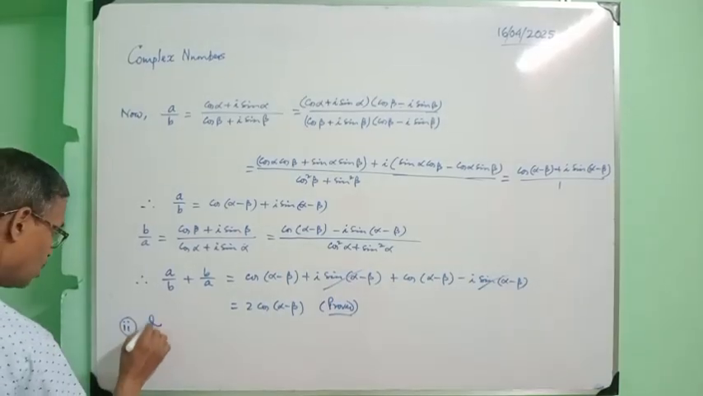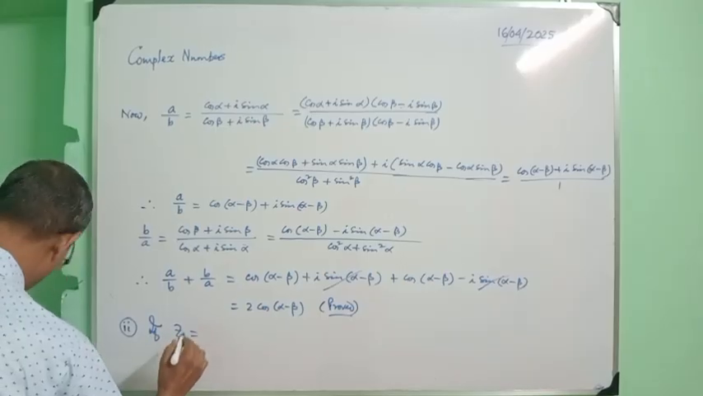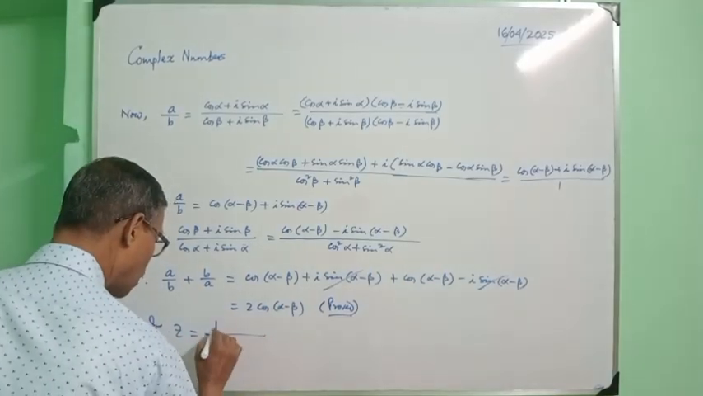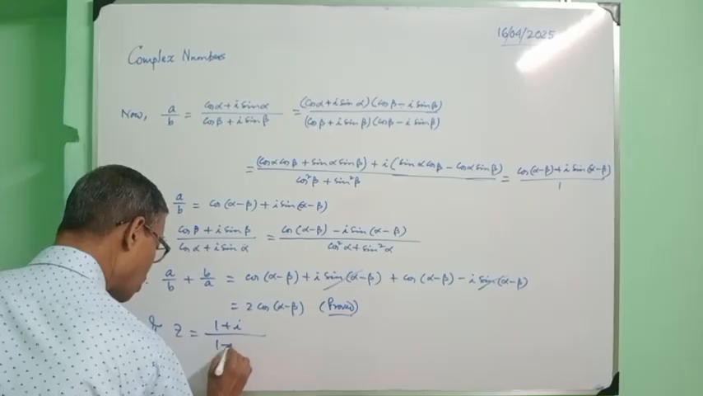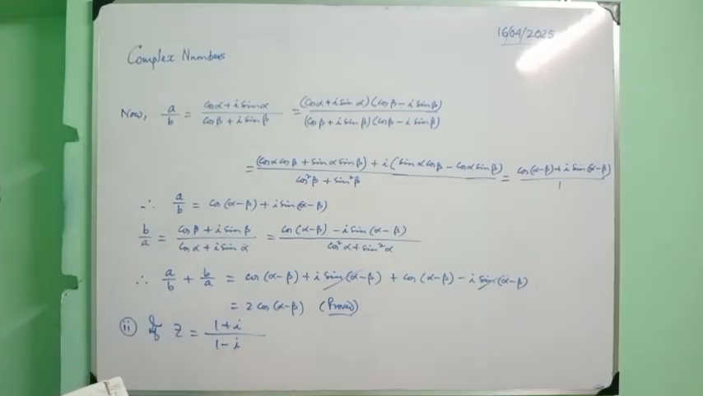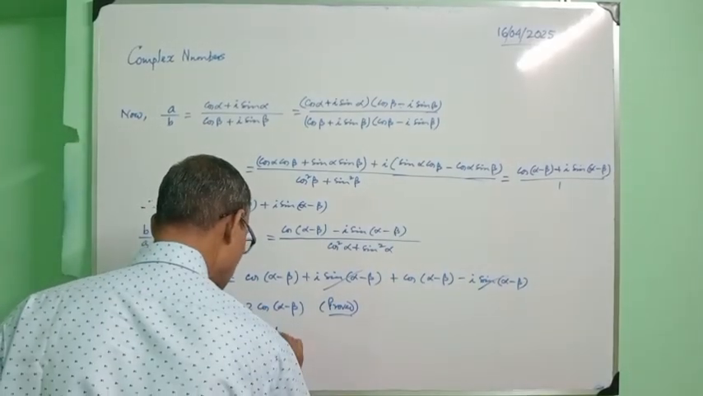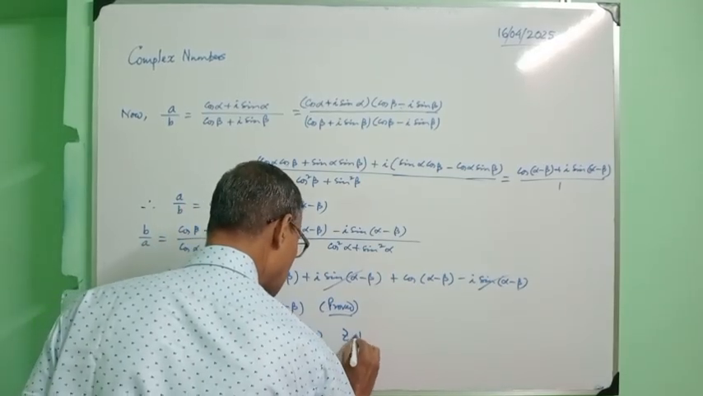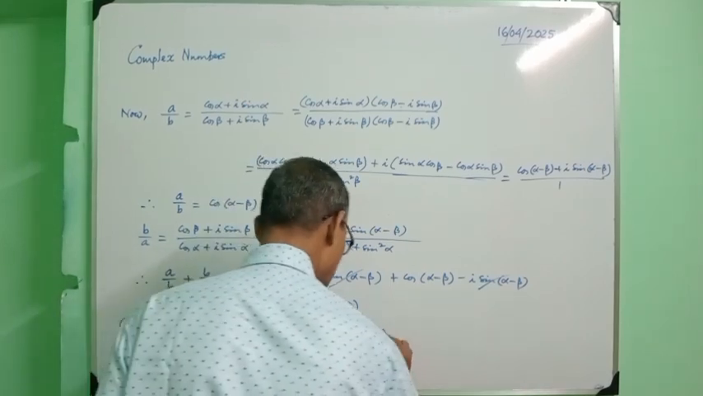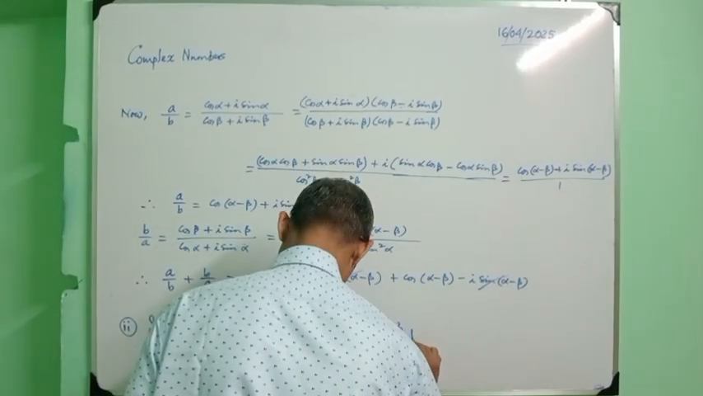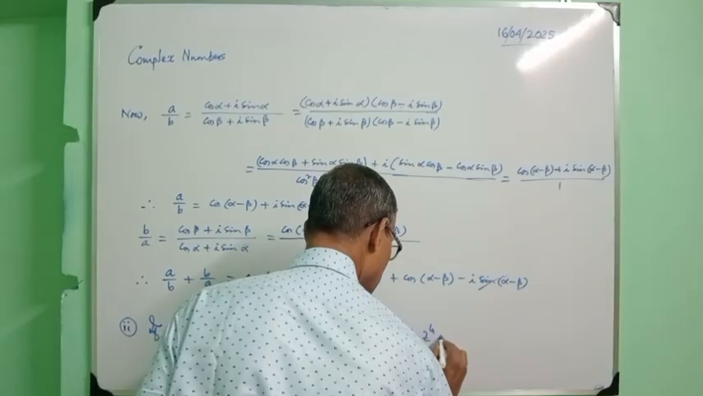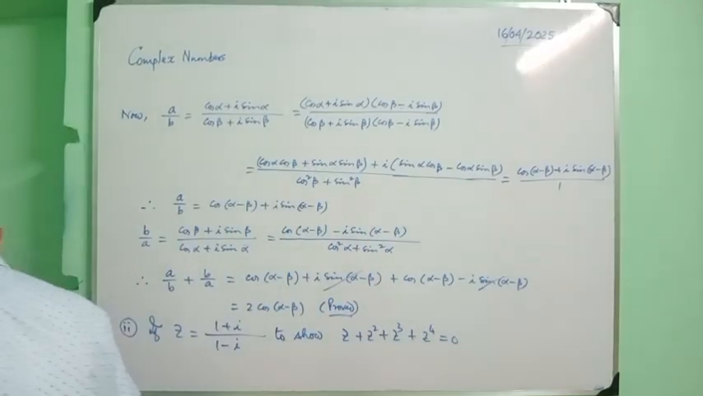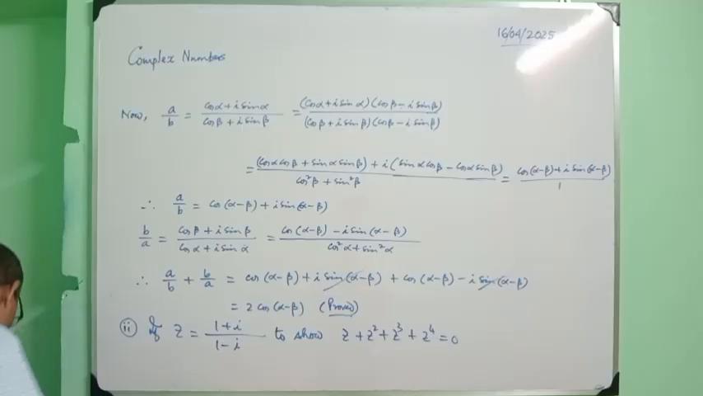If z equal to 1 plus I by 1 minus I, then we have to show z plus z square plus z cube plus z to the power 4 equal to 0. This is the sum.